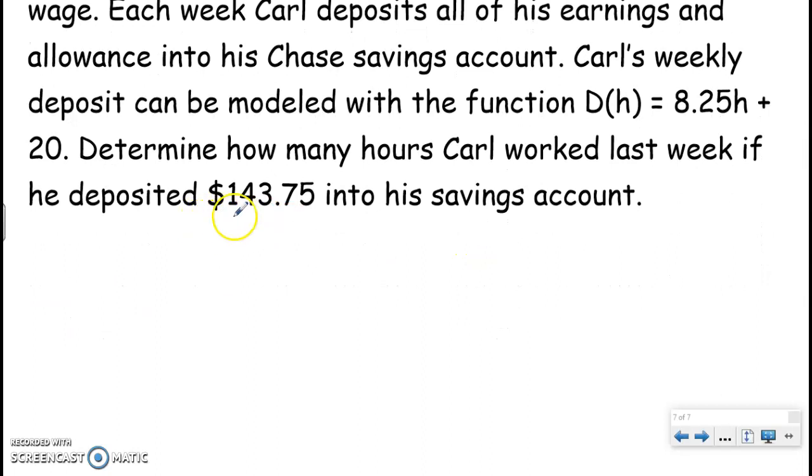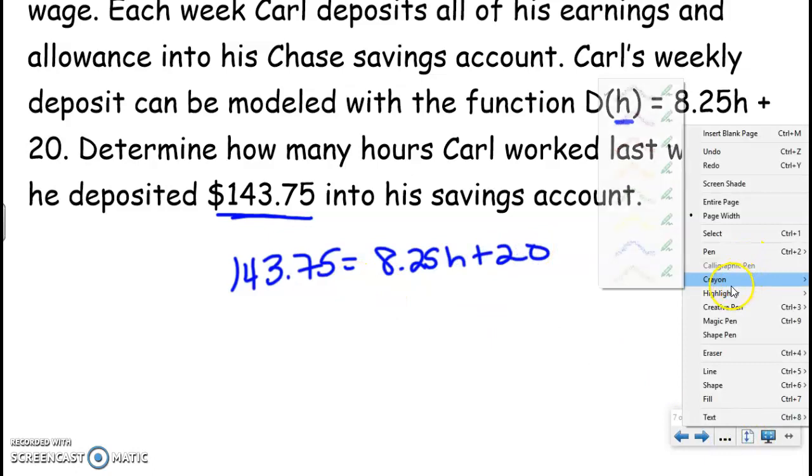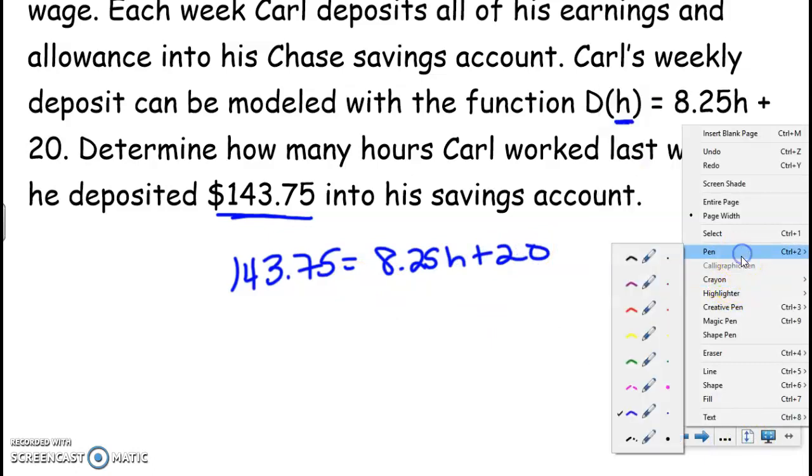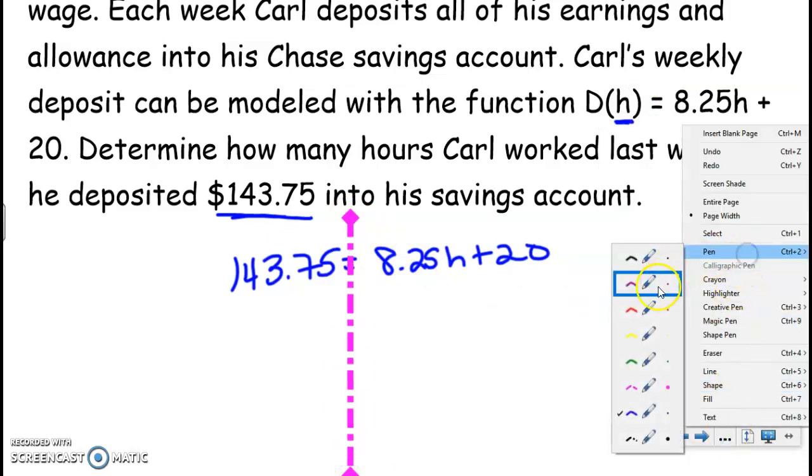$143.75. So notice, in the past, we would ask you to figure out how much you made if you had a certain number of hours. This is the total amount this time. So we're actually going to set this up as an equation. 143.75 equals 8.25h plus 20, and I'm going to solve it that way. Okay, so the big difference between this and our last unit is that we are not plugging the number in for h, we are going to solve to find h.